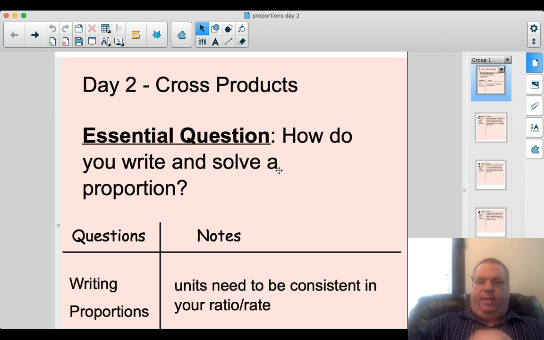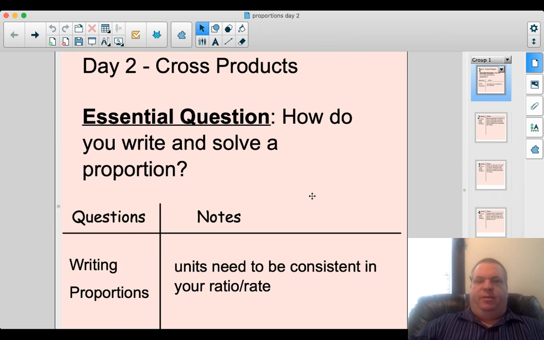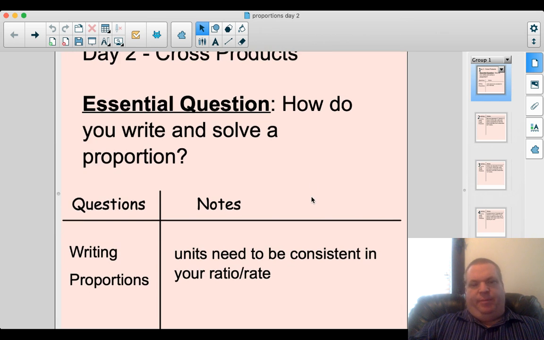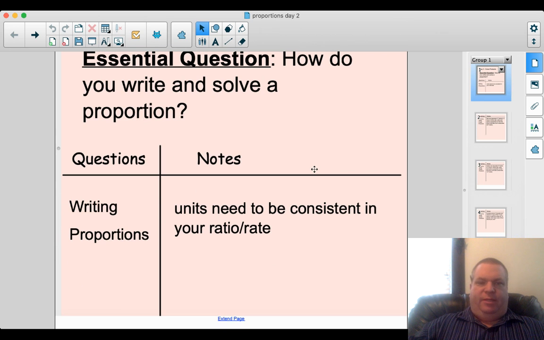Good morning, everybody. Today we're going to talk about how to write and solve a proportion. So we learned what proportions were and how to solve them yesterday. What we're going to be focusing on is writing them so we can use proportions to solve real life situations where things are proportional. So we're going to get into a bunch of examples.